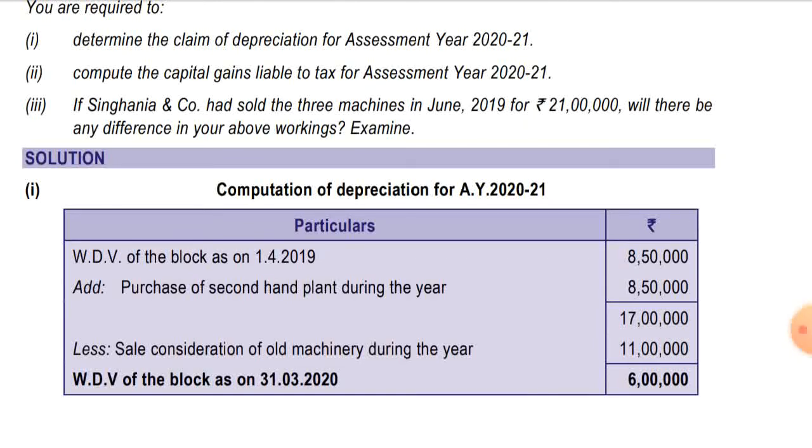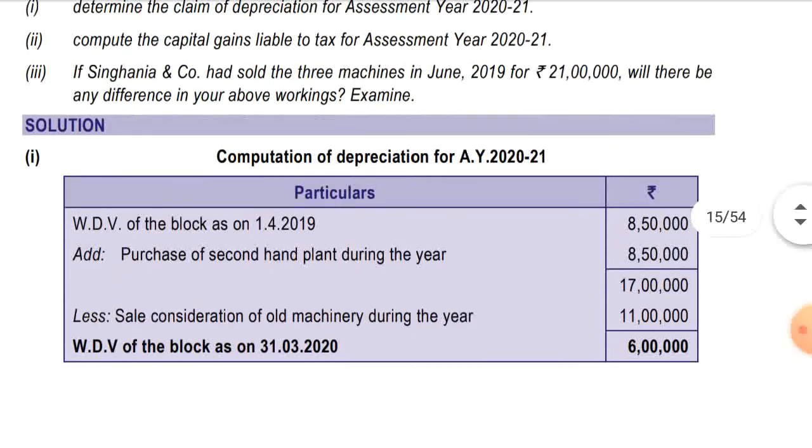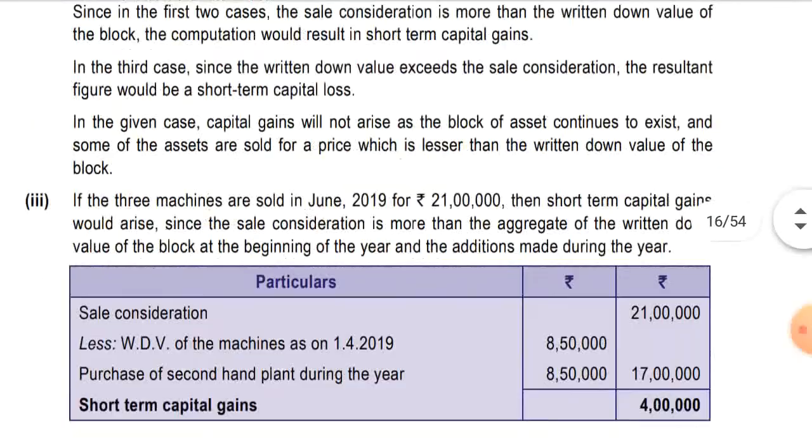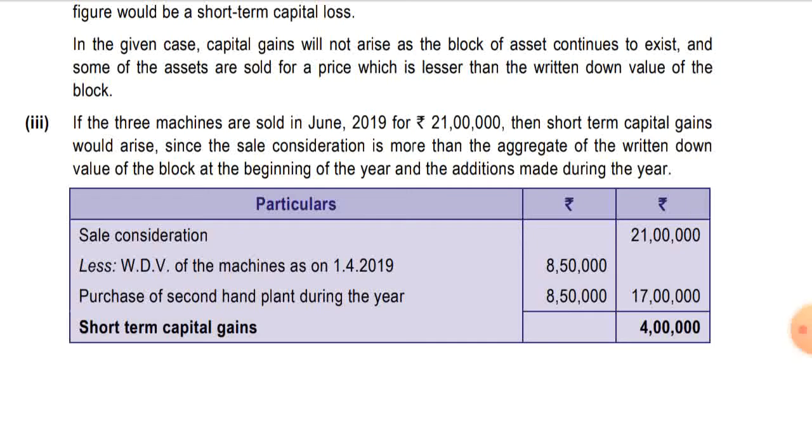And the third part says that if Singhania had sold the 3 machines in June 2019 for 21 lakhs, then capital gain will obviously arise. We'll see what difference it will make. If the 3 machines are sold in June 2019 for 21 lakhs, then short-term capital gain would arise, since the sale consideration is more than the aggregate of the written down value of the block at the beginning of the year and additions made during the year. So here is the capital gain.